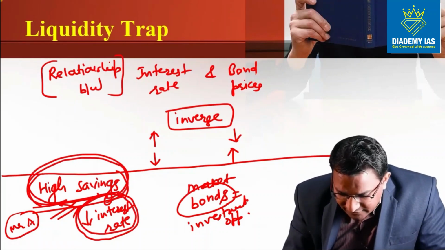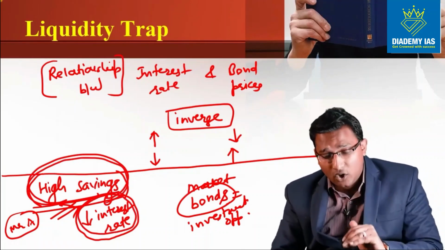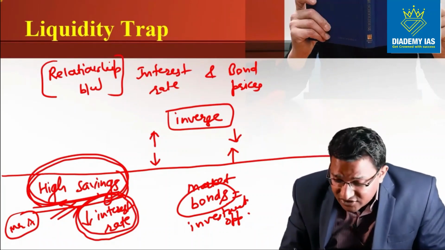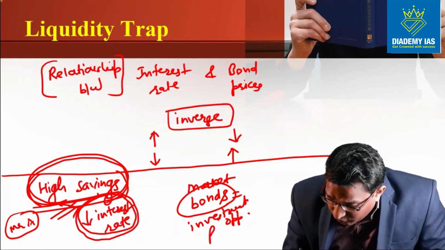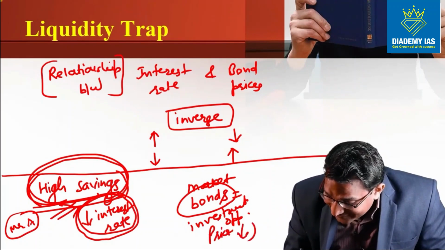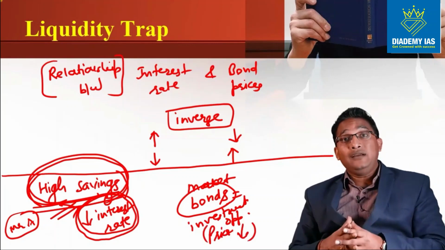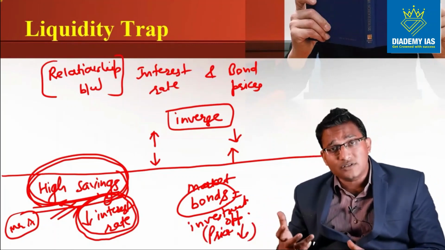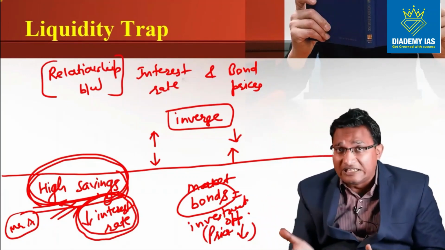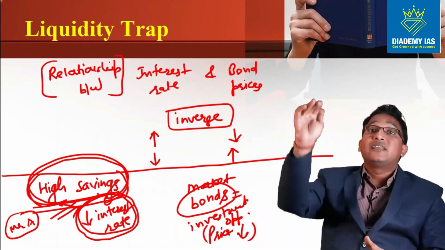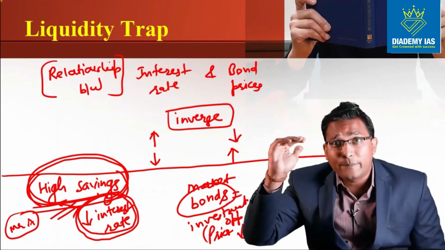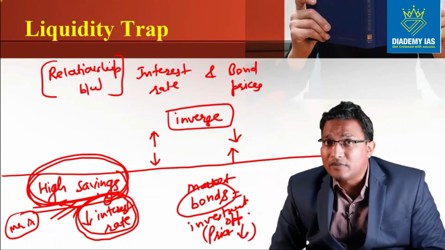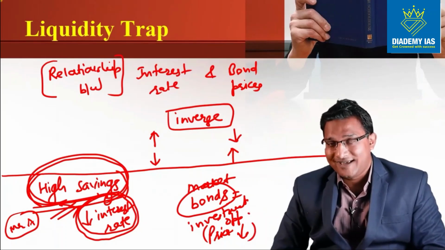So Mr. A is saying that because the interest rate is already very low, in the future the interest rate is going to increase. And when the interest rate increases, the prices of bonds will come down. So buying the bond will not be beneficial, because as the interest rate increases, the prices of bonds will come down. If the prices of bonds come down, then he or she will lose in the investment. Are you getting the point?